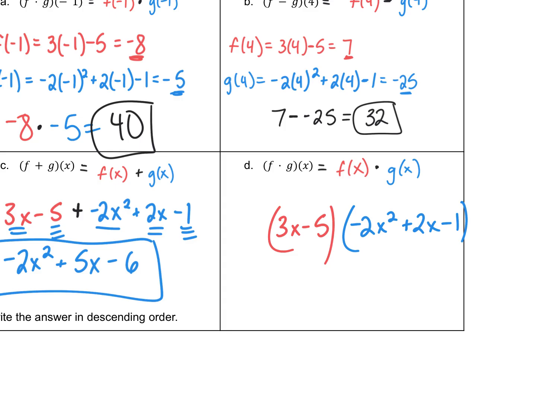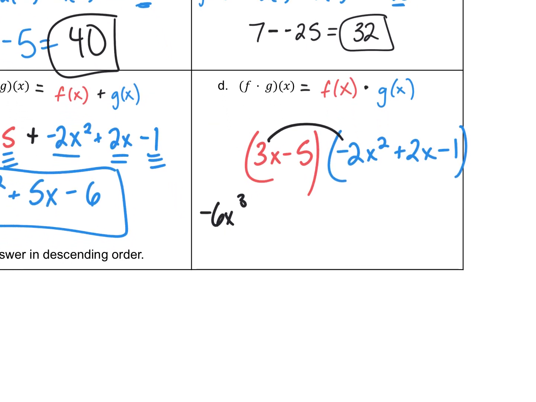The first term times the first term. Every term has to go to every term. So we'll go slow. We'll do this one together. 3x times negative 2x squared. What is that going to be? Negative 6x cubed. Good. All right. 3x times 2x. 6x squared. Yep. Remember, we're adding the powers, right?